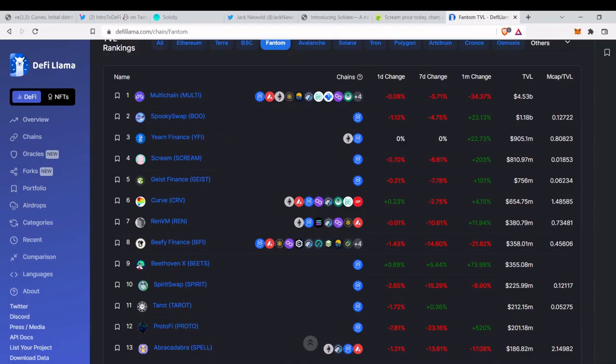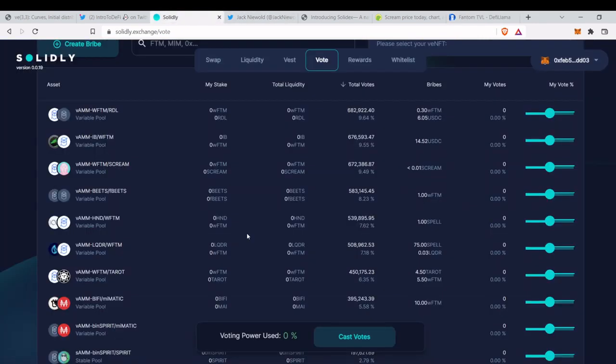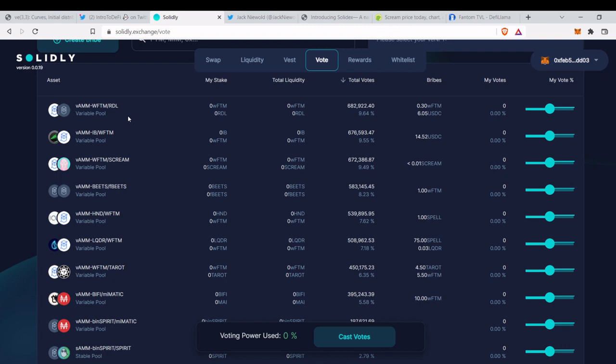The first veNFTs are distributed to the top 25 protocols based on their TVLs, and the first emissions will be decided by those protocols, and many of them already voted for some pools, so let's look at them. I don't know anything about Radial Finance, to be honest, so we can start with the others. Let's start with Iron Bank and Scream. They're voting for their token plus FTM liquidity to, of course, increase their own liquidity. And if you stake and invest in your Scream WFTM pool in Solidly, you will get solid rewards.